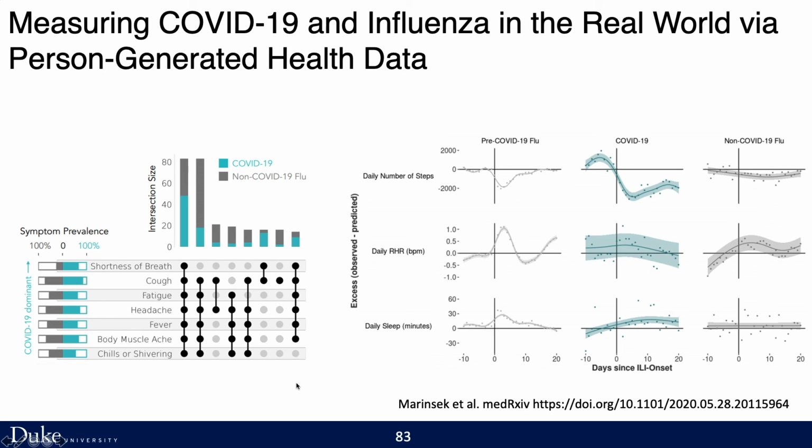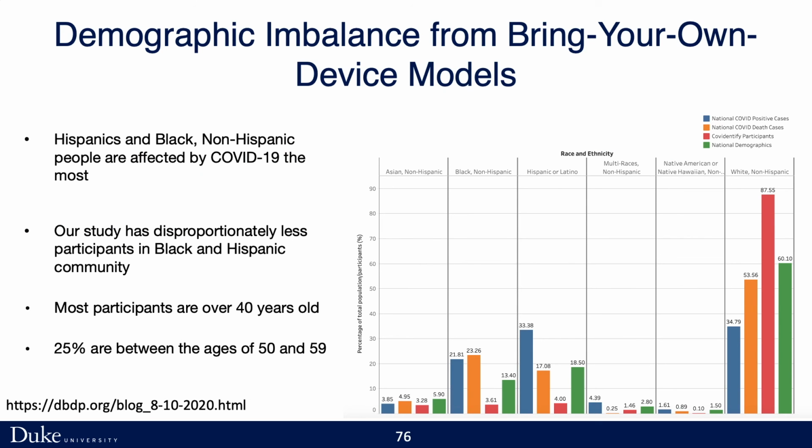So one of the things that when we think about the data in these studies, we find really important to consider is who the population is that are enrolled in these studies, because these were mainly all bring your own device models. And just to call out, in our own Cove-Identify study, where we really see a lot of the challenges, is in a bring your own device model study. So you can see that we're looking here at, in blue, the national COVID-19 positive cases, and this is broken down by ethnicity. We see the national COVID-19 deaths, and then we see the participants in our study, and then the comparison to national demographics.